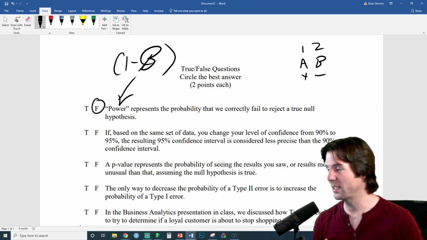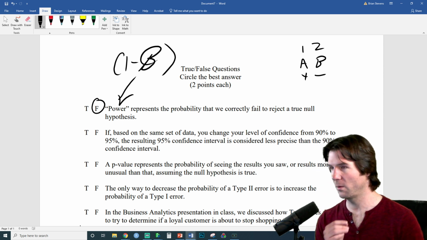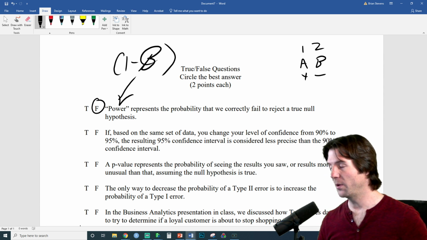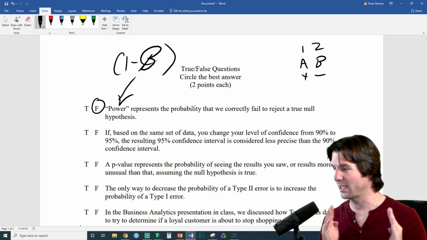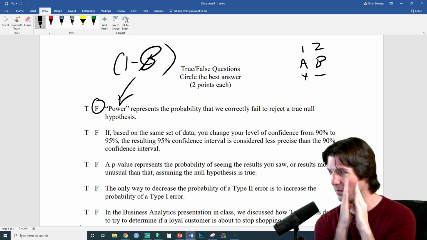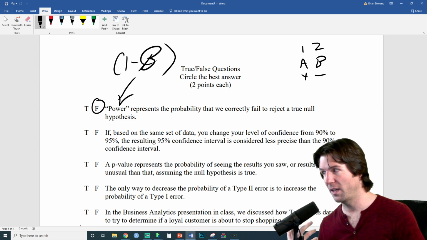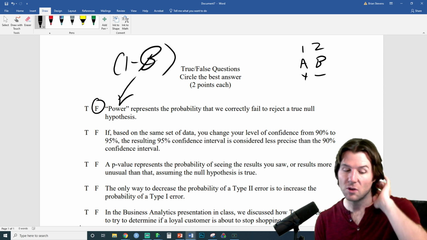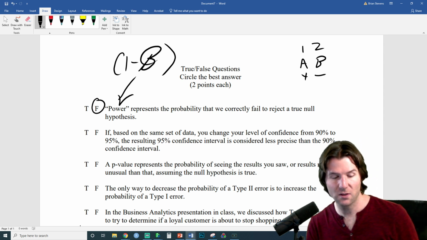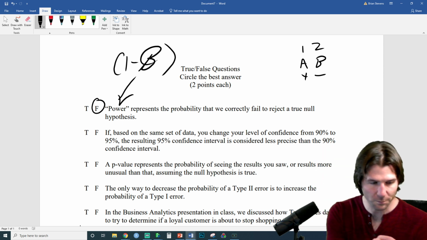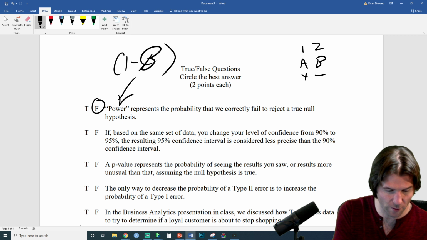So think about a precise measurement. Precise is like when you say dinner's going to cost between $20 to $21. That's very precise. But a non-precise measurement would be like dinner's going to cost between $20 to $30. Precise is like a very narrow field. If we widen it, because we're getting more confident, it's less precise. The resulting 95% confidence interval is considered less precise. That is true.